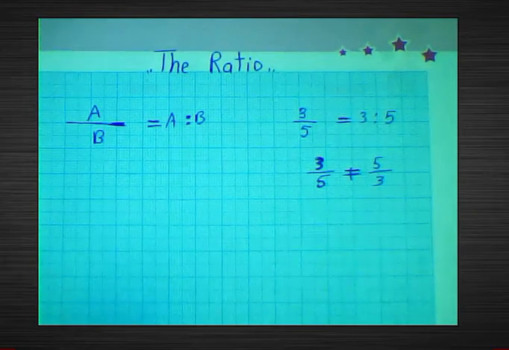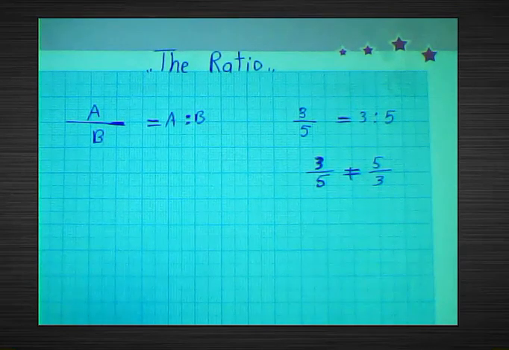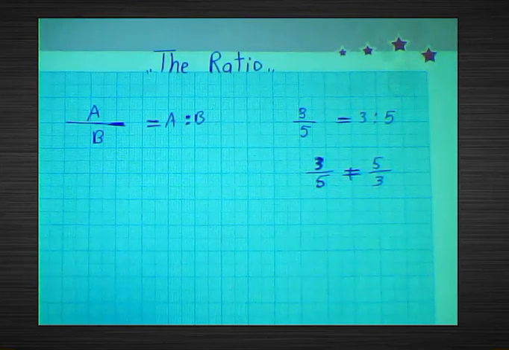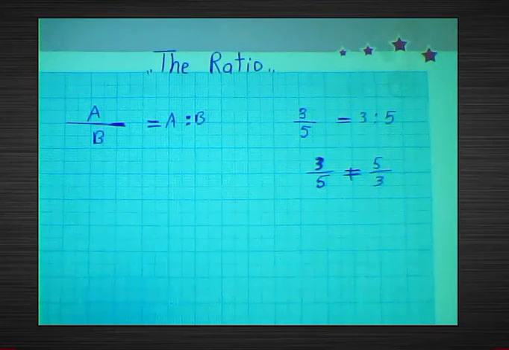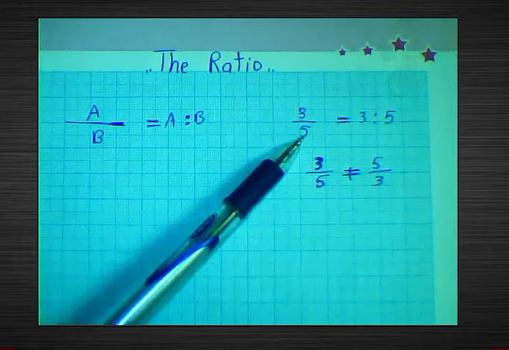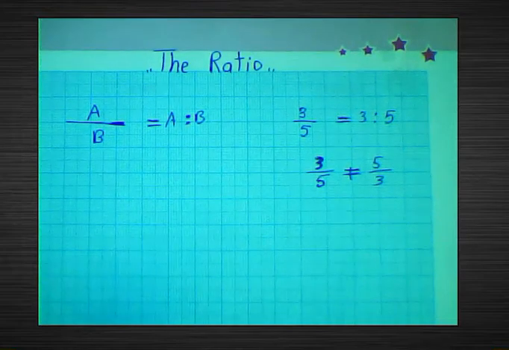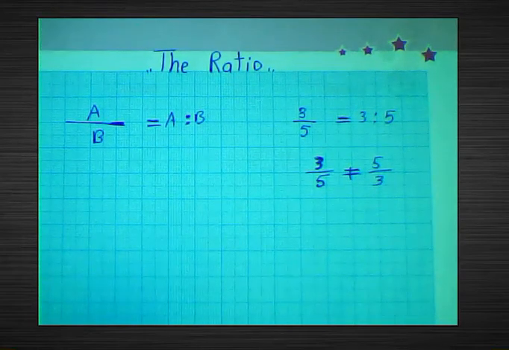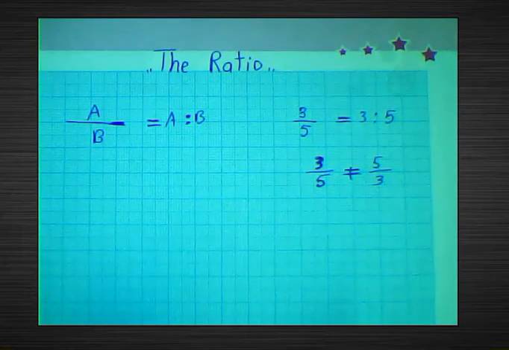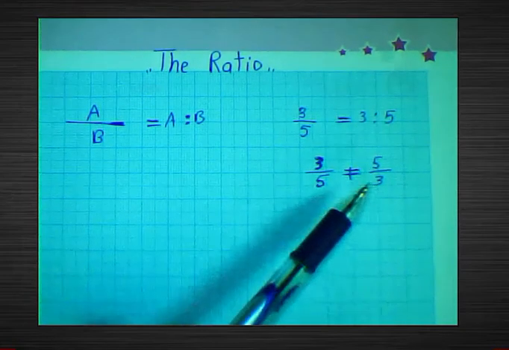So the ratio is a way of comparing between two numbers or two quantities of the same type and of the same unit by division. The ratio between two numbers equals the first number over the second number, such that 3 over 5 equals 3 to 5. Okay, the order of terms in a ratio is important. The ratio 3 over 5 is not equal to 5 over 3.